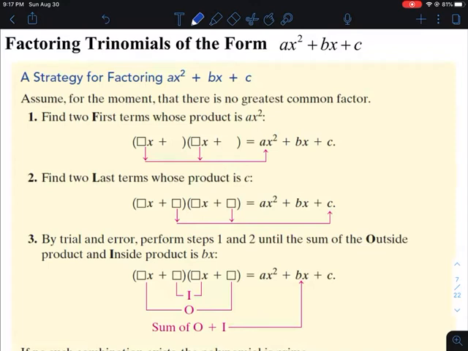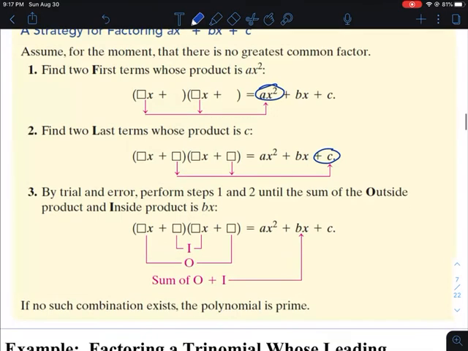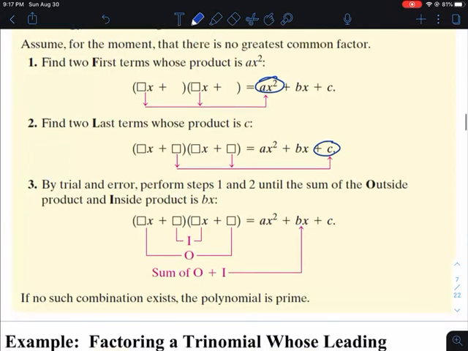So you look for all your possible ways to make your ax squared. You look for all your possible multiplication, all your products of c. And then you're kind of looking for a game of guess and check, right? Start mixing inside-outside terms to try to fill in the blanks. So it tells us that the sum of the outside and inside terms is what that b value is. It says if no such combination exists, a polynomial is prime.